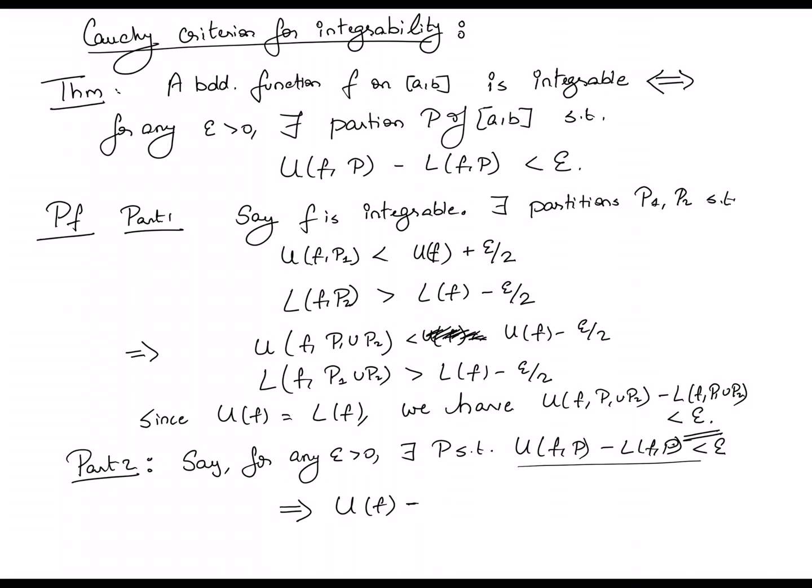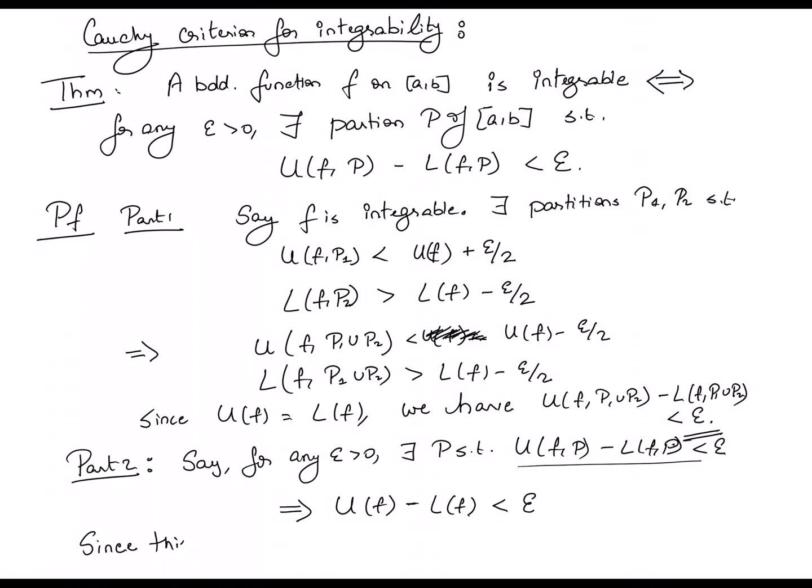So from the previous conclusion, it follows that the difference between U(f) and L(f) is also less than epsilon. Because for a given partition, if the gap between the upper and the lower sum is less than epsilon, since U(f) is smaller than U(f, P) and L(f) is larger than L(f, P), the gap between U(f) and L(f) has to be less than epsilon as well. But since this is true for any positive epsilon, it follows that U(f) is equal to L(f).